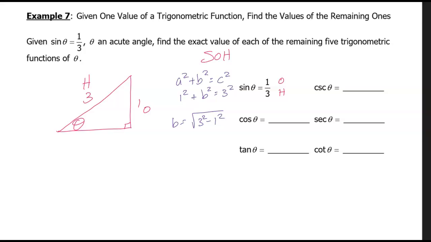And what is 3 squared minus 1 squared? Square root of 8. And what do you think we need to do? Good. It's going to be 2 root 2. That is our adjacent side. So, cosine gives us what ratio? A over h, so 2 square root 2 over 3.